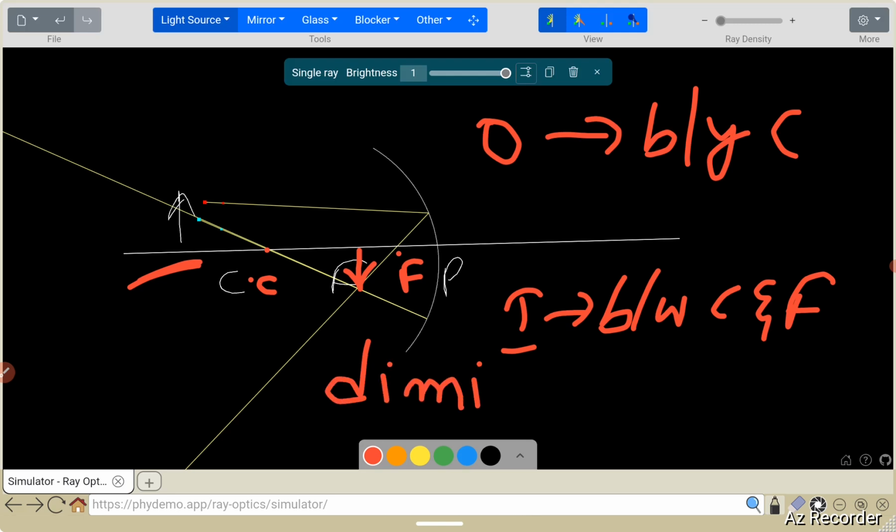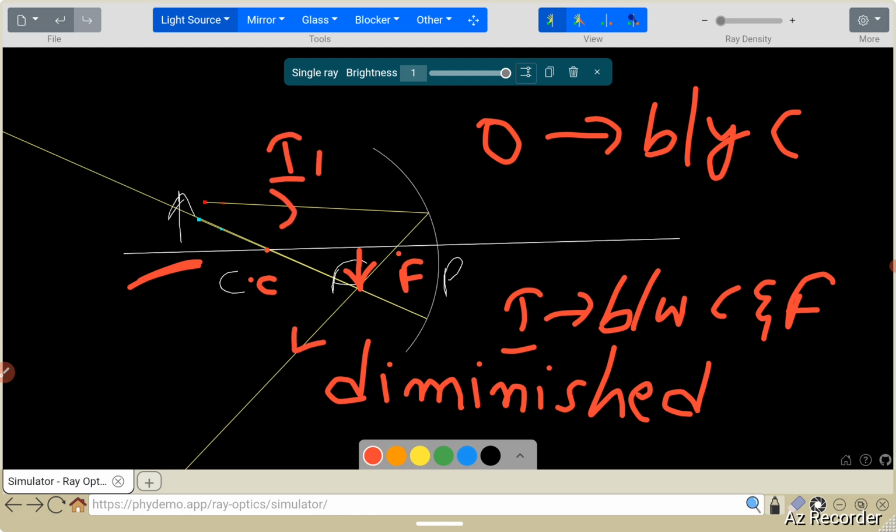And how is it formed? It is formed due to the real intersection of reflected rays. Correct. This is I1 and this is R1, and this is I2 and this is R2. Because it is through the center, it has to retrace its own path. Now they are meeting at this point. Due to real intersection we got the image. That's why this image is a real image.